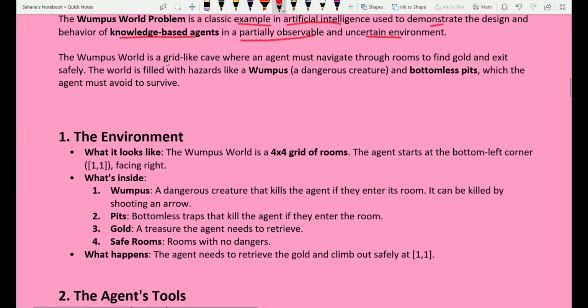The Wumpus World is a grid-like cave where an agent must navigate through rooms to find the goal and exit. The agent should get the goal and exit safely. The world is filled with hazards like the Wumpus, a dangerous creature, and bottomless pits, which the agent must avoid to survive.